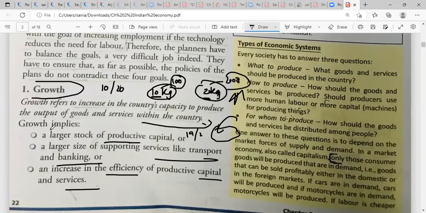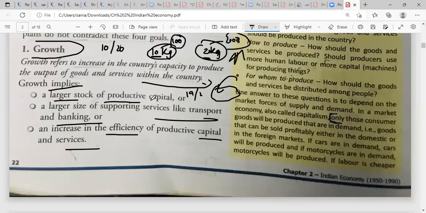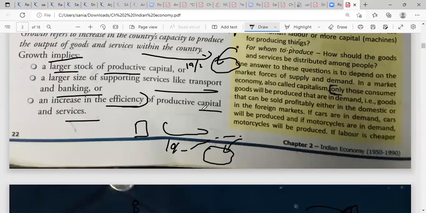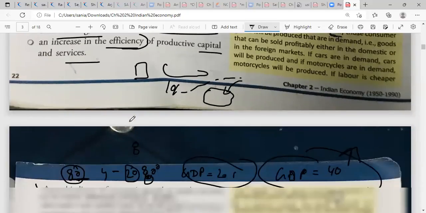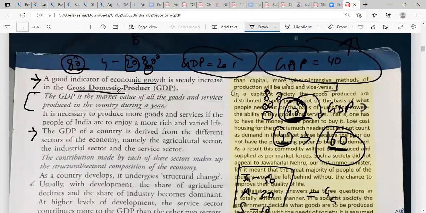Now, what is required for growth? First of all, if you want to increase your production, you need a large stock of productive capital, like machines and all that. And second, you need services like transport and banking. Because if you produce 10 kg of sugar, you need to transport it to sell. Plus, whatever money will be credited to your account, you need a banking system. Next, an increase in efficiency of productive capital and services. That is, you should use your capital and services efficiently. That is also required.